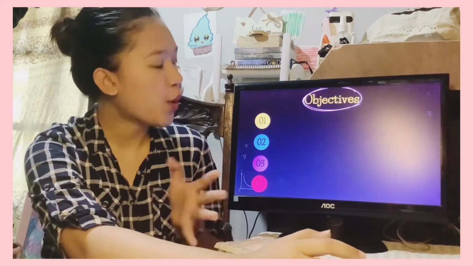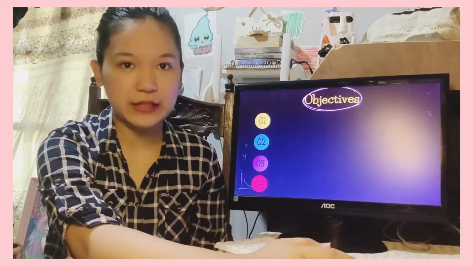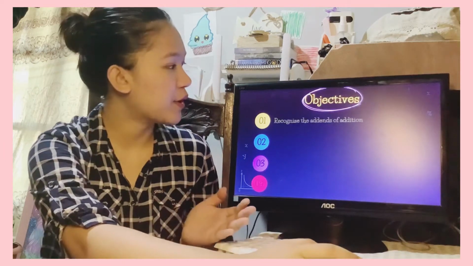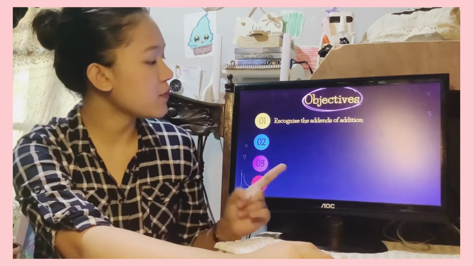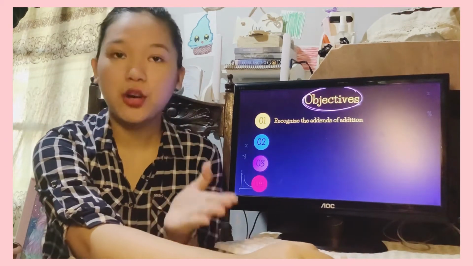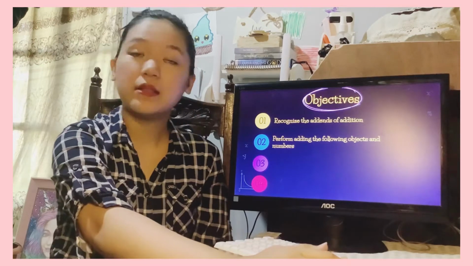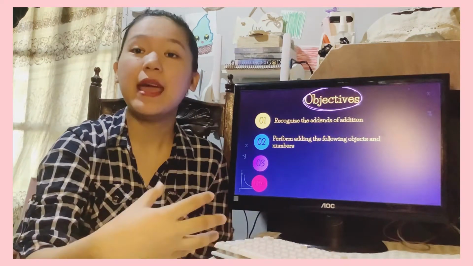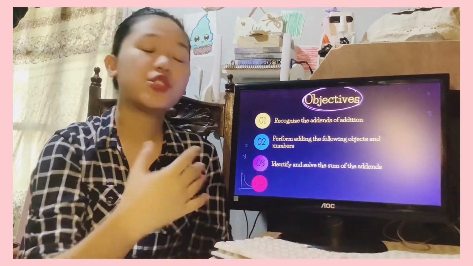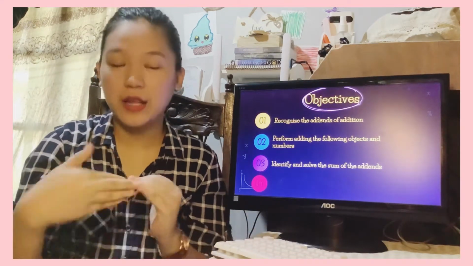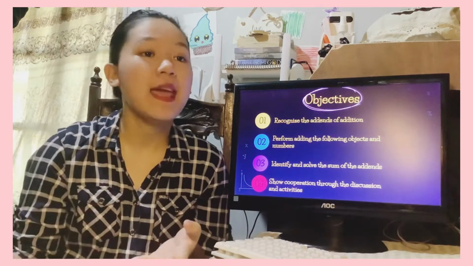Before we proceed to what basic addition is, let's first talk about the objectives of this session. At the end of the session, the students will be able to, first, recognize the addends of addition. Later on, you will know the meaning of the word addends. Second, perform adding the following objects and numbers. So you will be able to perform adding objects or numbers. Third, identify and solve the sum of the addends. Later on, we'll talk about what the sum is and again what addends are. And lastly, show cooperation throughout the discussion and the activities.